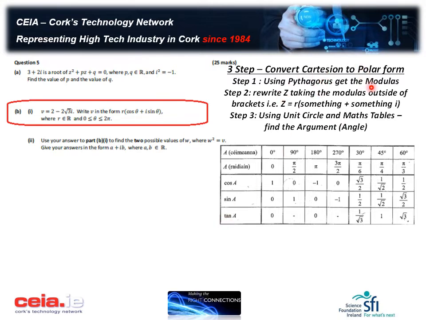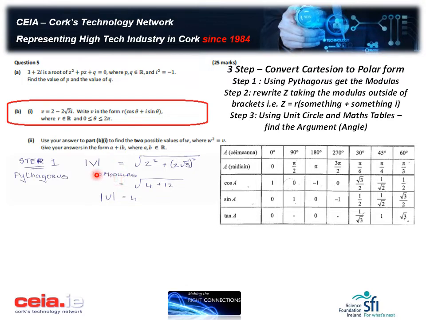So I have included here the 3-step process for converting Cartesian to polar form. Step 1 is to use Pythagoras to get the modulus of the complex number. The modulus of a complex number v can often be written with a bar on either side of it. That just denotes the modulus of the complex number.